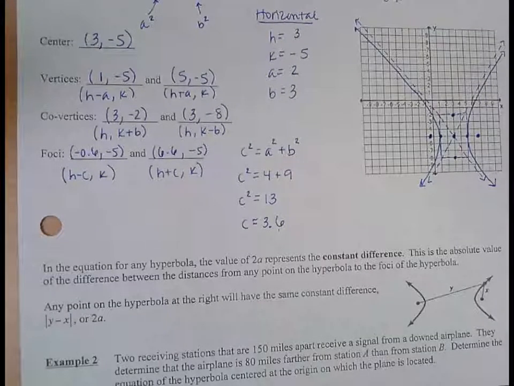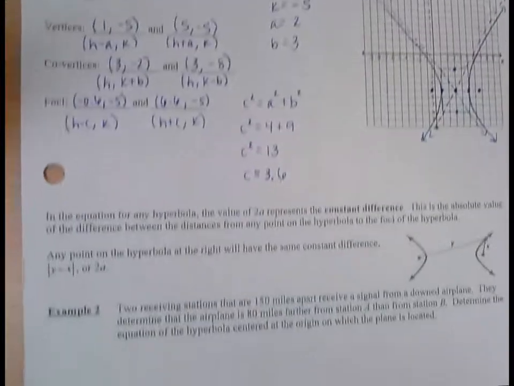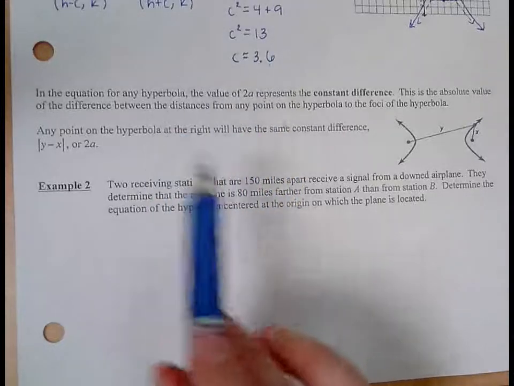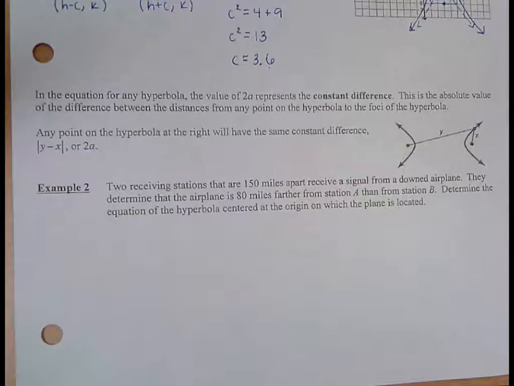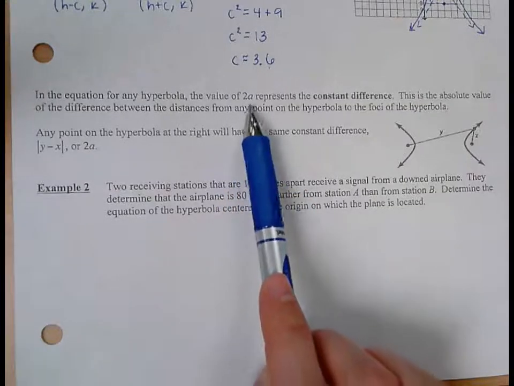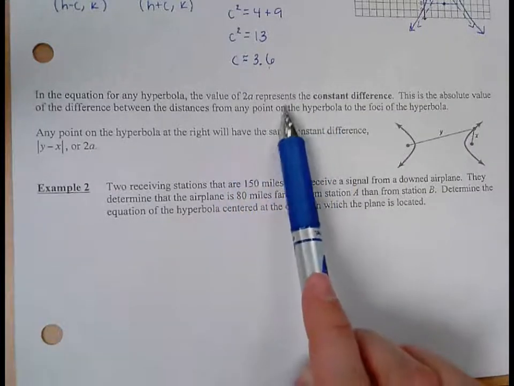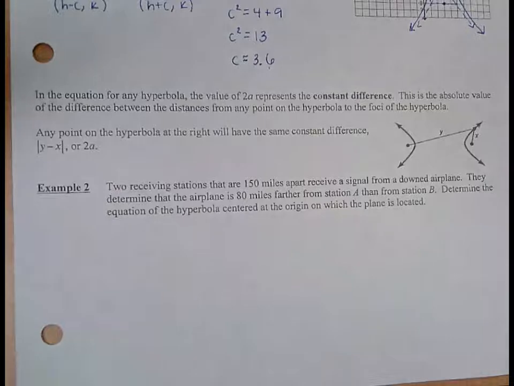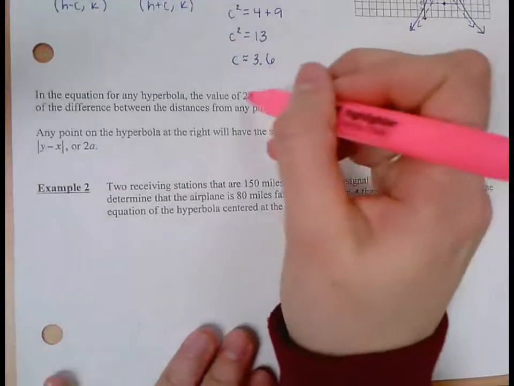So for example 2, like I said, this example is writing the equation of a hyperbola a little different than the ones you had yesterday, though. It's using that part of the definition of a hyperbola with the constant difference. So there's some information above that is helpful. It says, in the equation for any hyperbola, the value of 2a represents the constant difference.